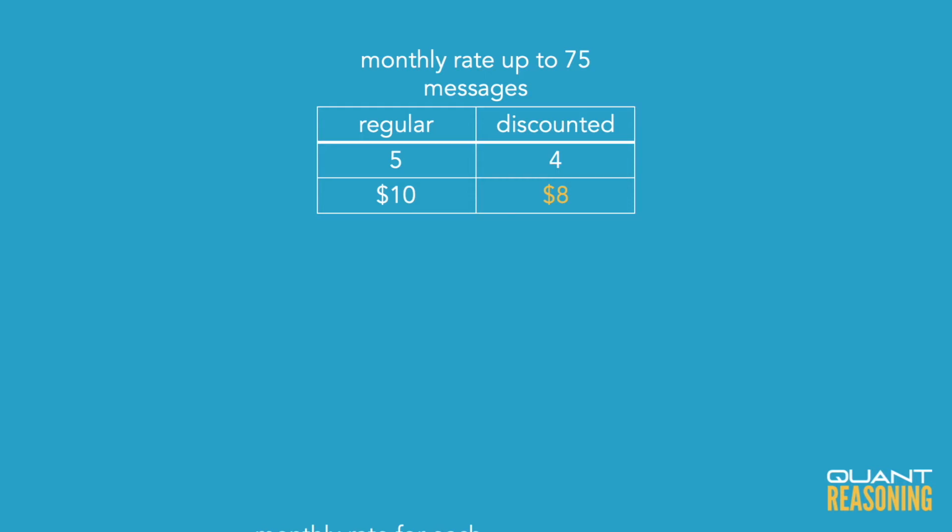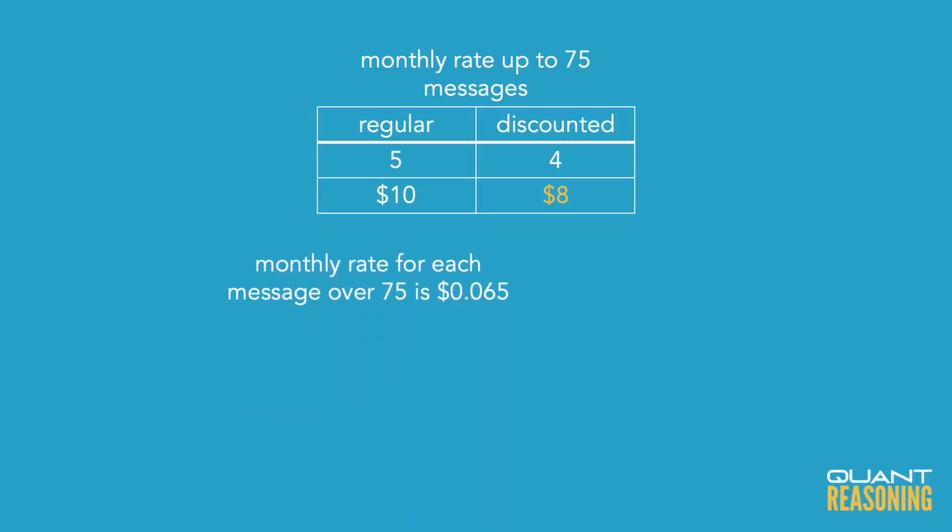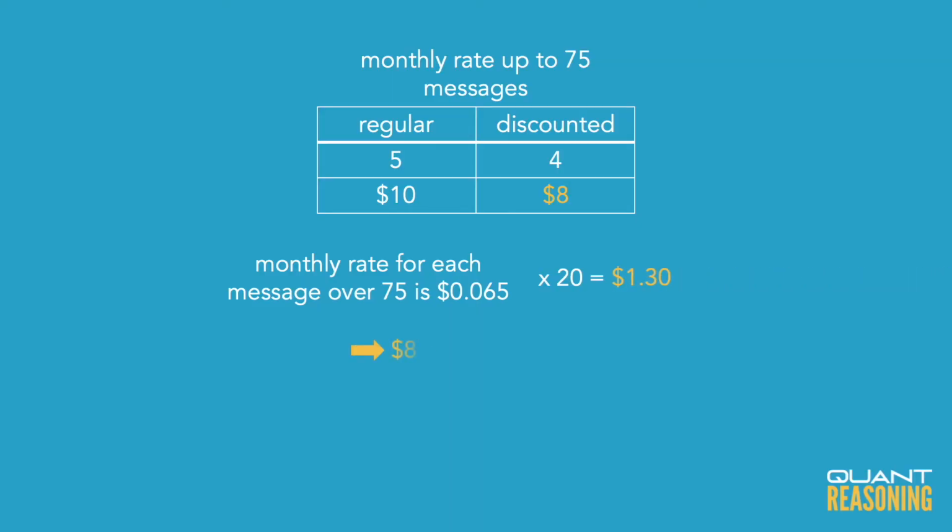So I'm paying $8 for the first 75, but then I have to pay another, what is that? That's an extra 6.5 cents each for the next 20 messages. So what's 20 times 6.5 cents? That's like 2 times 65 cents, which is $1.30. So altogether, I'm paying $8 for the 75 messages and another $1.30 for the 20 messages, for a total of $9.30.